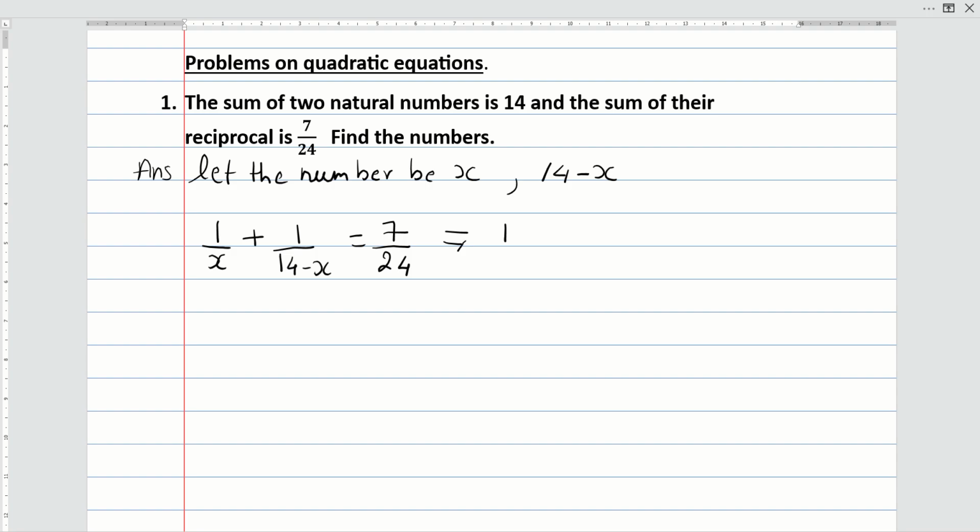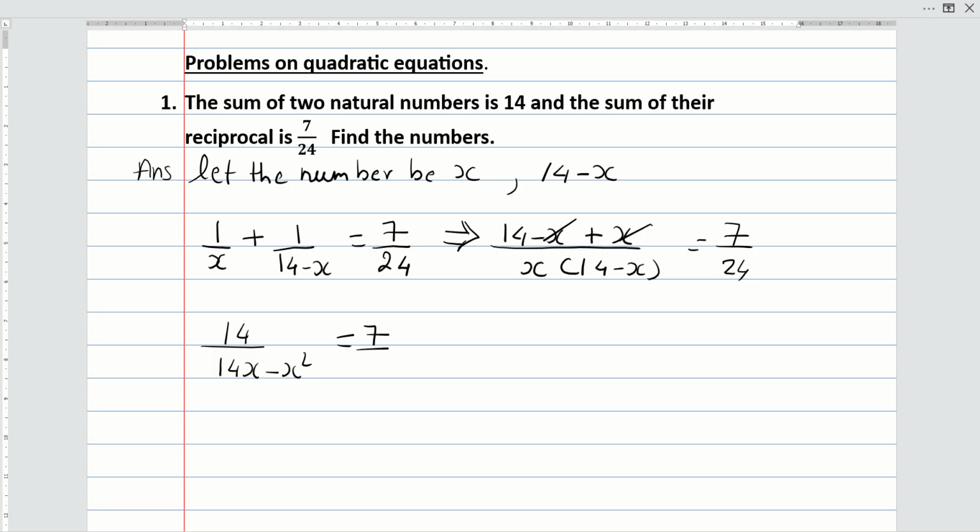So let's see. It is 14 minus x plus x upon x into 14 minus x. We'll first write it is equal to 7 upon 24. Now we can make the calculation very easy. Let us open the brackets. So it becomes 14 upon 14x minus x square is equal to 7 upon 24.